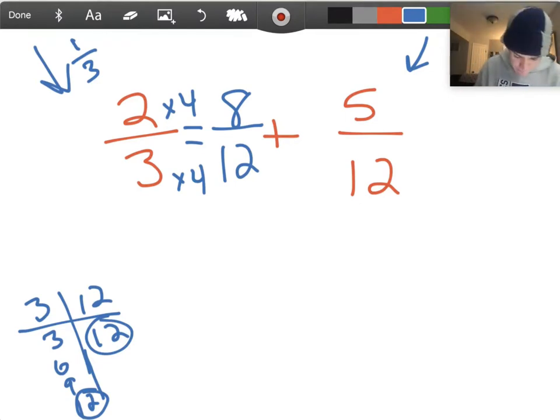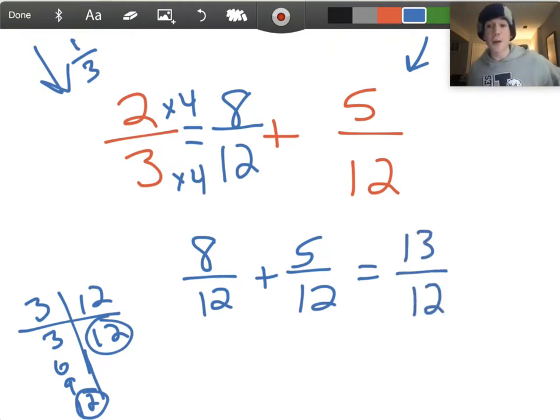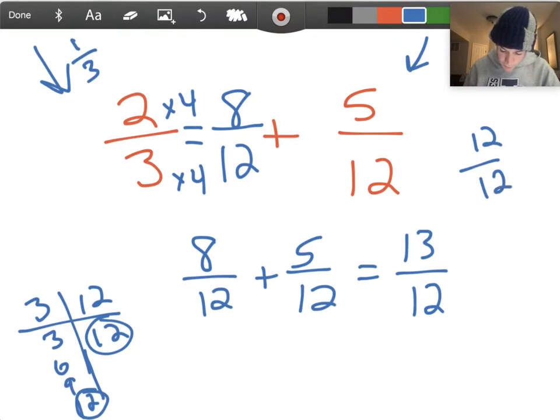So at this point, I'm just going to add 8/12ths plus 5 more of these 12ths, which is going to give me a grand total here of 8 plus 5, 13 of these 12ths. Now, we know from our working with fractions that 12/12ths is equal to 1 whole. Our denominator tells us that it takes 12 pieces. Now, in this case, we have 13/12.